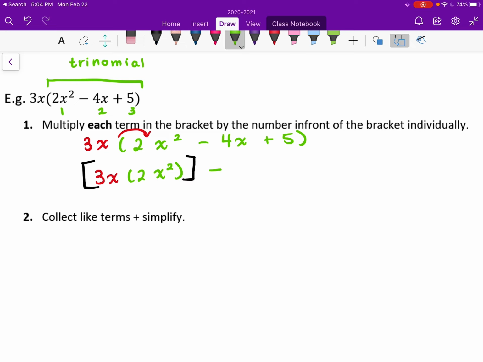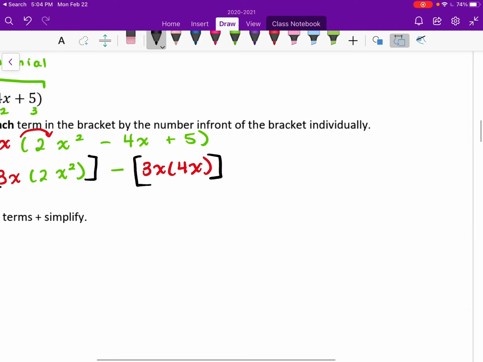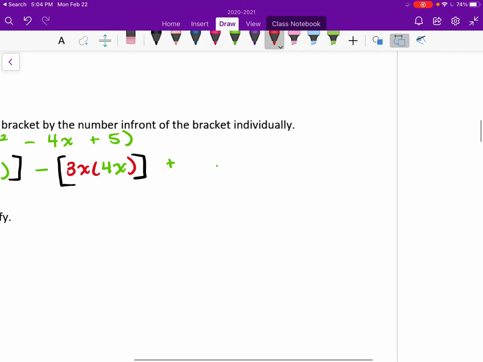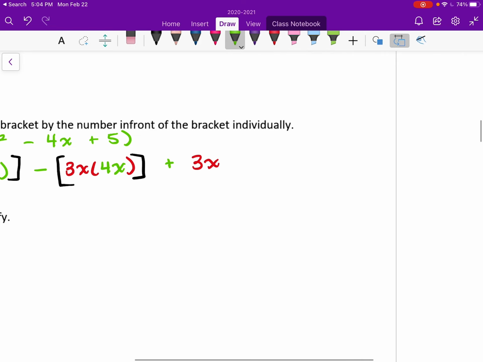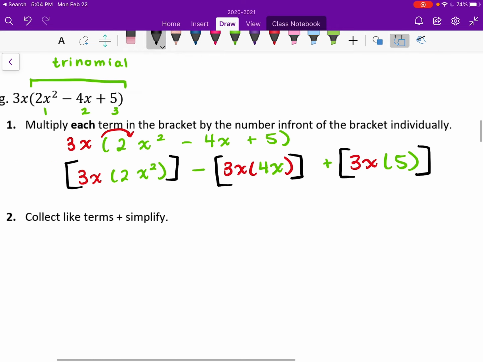Minus 3x times 4x, and that's going to be in its own little bracket. And you can just leave the minuses alone for now, right? Plus, I'm just going to change this back to green. Okay, plus 5 is over there, and we need to make sure we're multiplying the 3x. 3x times 5. And that's going to be in its own little bracket. Okay? So let's just do that.